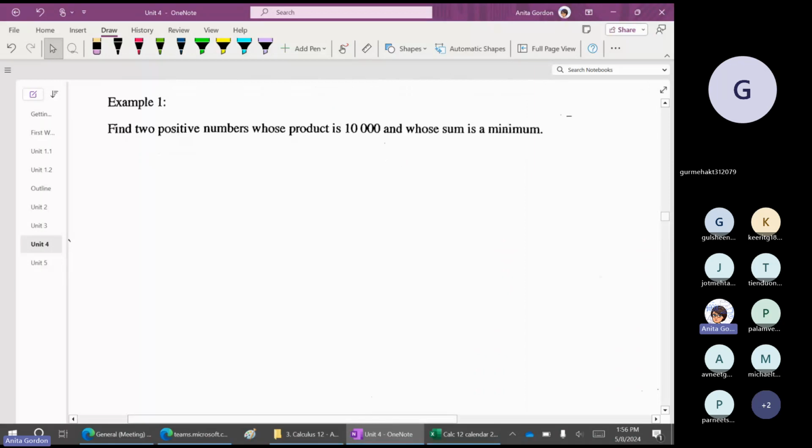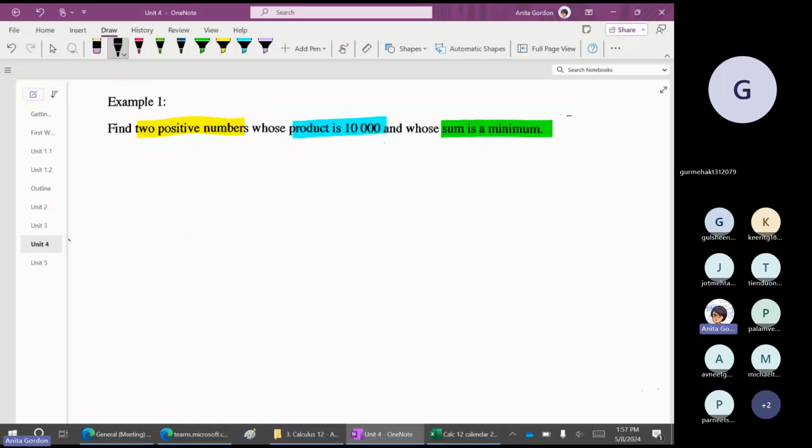Welcome to calculus. Example 1, find two positive numbers whose product is 10,000 and whose sum is a minimum. What do we know? What do we have? Where do we start?